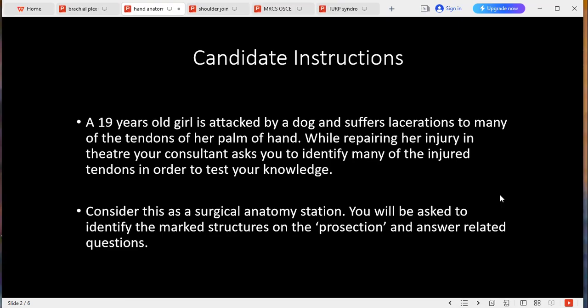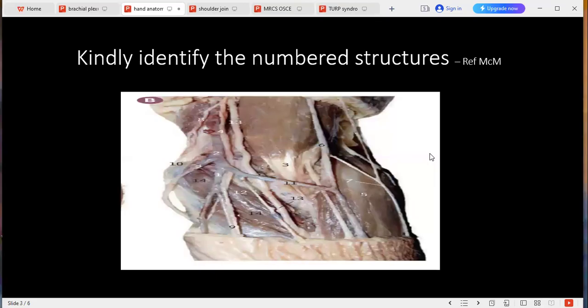Right. So if you have read and understood this surgical anatomy station, kindly tell me what exactly you are looking at. Can you identify the image? Yes, I can identify it as a cubital fossa. Can you identify which side it is from? You're looking at the cubital fossa of the left side. Yes, left side.